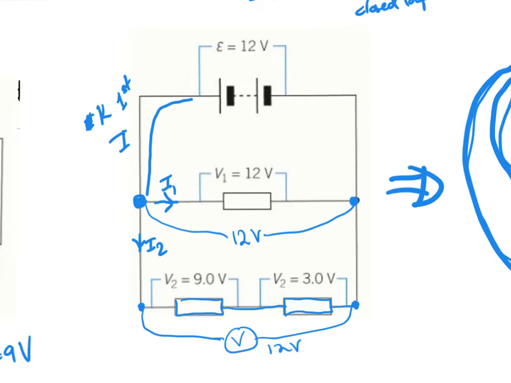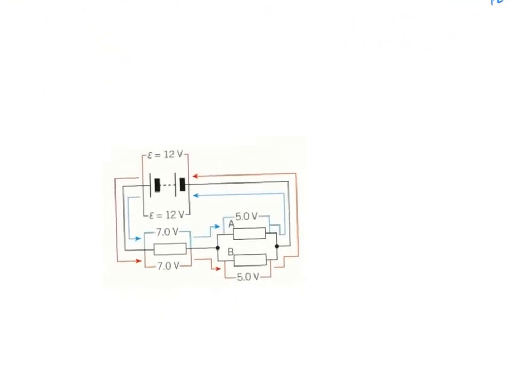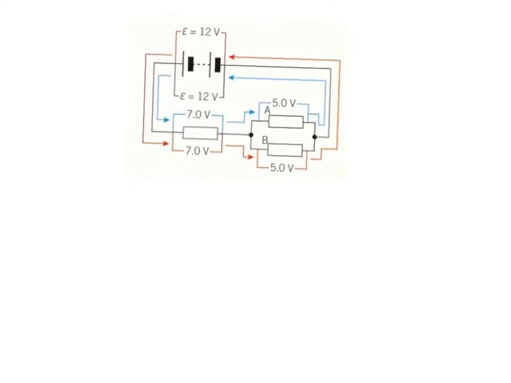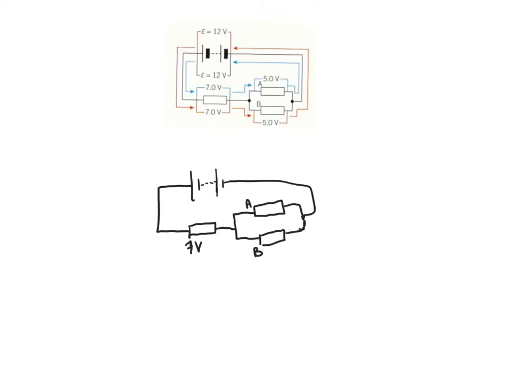So the idea is to be able to use Kirchhoff's first law, second law, and Ohm's law to figure out current, potential difference, and resistances in circuits. This is another example. Because there are so many labels on this diagram, I will just simply redraw it. If we look at this diagram, we can already see that we have 7 volts and 5 volts each. So this is a series circuit with a parallel combination here.